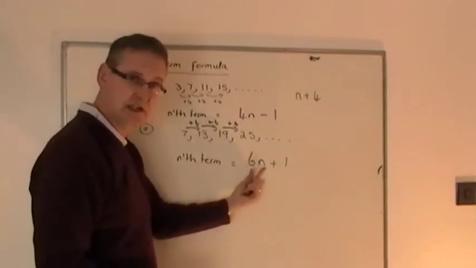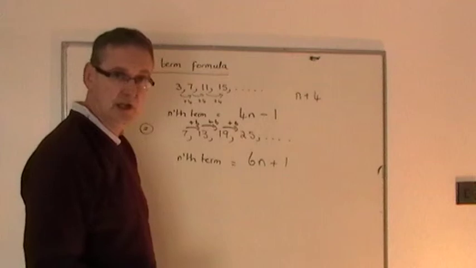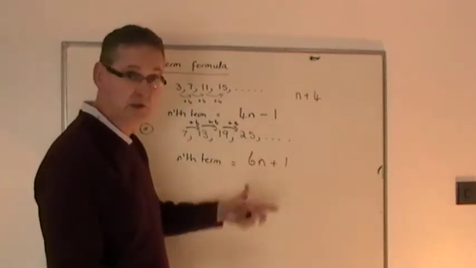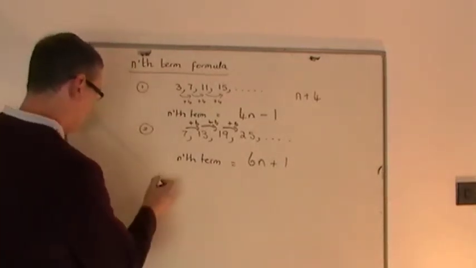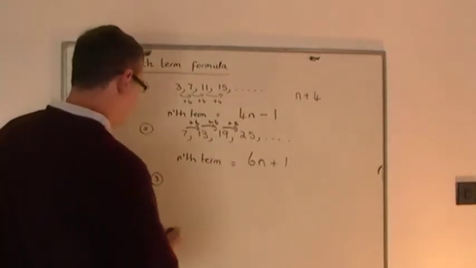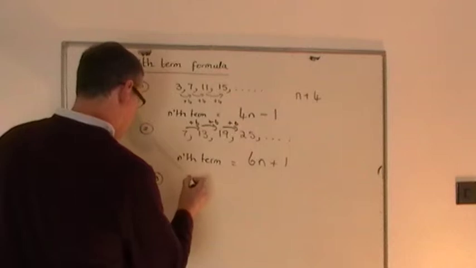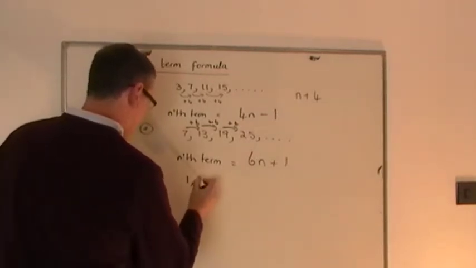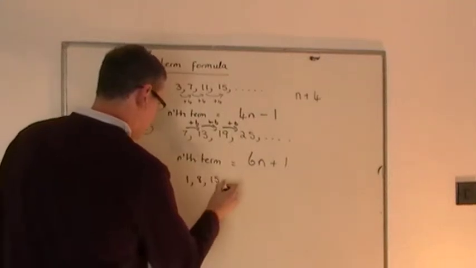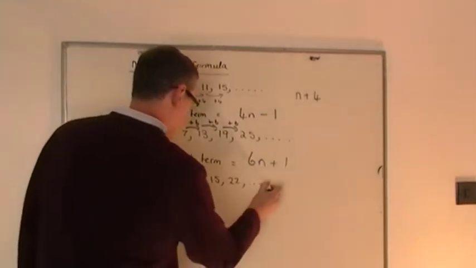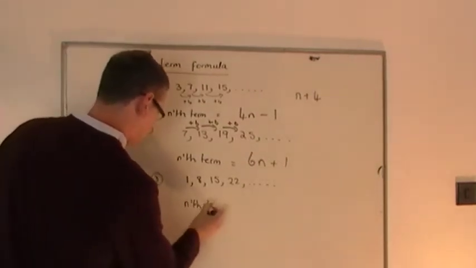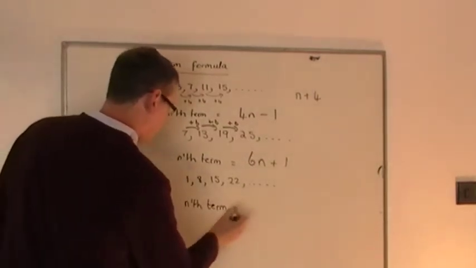6 times 3 is 18, add 1, 19, it works. 6 times 4 is 24, add 1, 25, it works. There you go, there's the formula. So if I try another one, how about 1, 8, 15, 22, and so on. Nth term formula. Here we go.